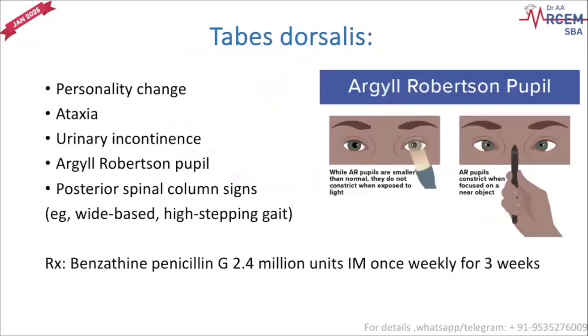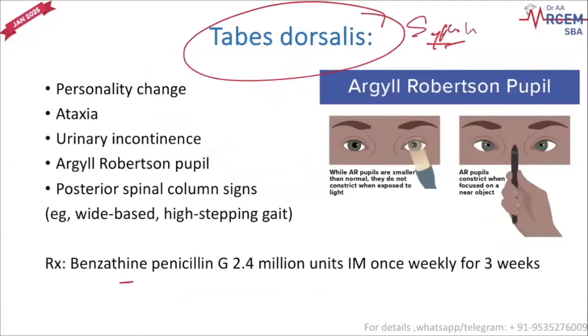Tabes dorsalis. Tabes dorsalis is a complication of syphilis. Syphilis we treat with penicillin, so the treatment here is penicillin. Tabes dorsalis classically presents with two symptoms, which will be helpful to differentiate. One is known as Argyll-Robertson pupil. Another one is posterior column signs. Posterior column is nothing but dorsal column. Dorsal column proprioception and vibration sensations are lost.